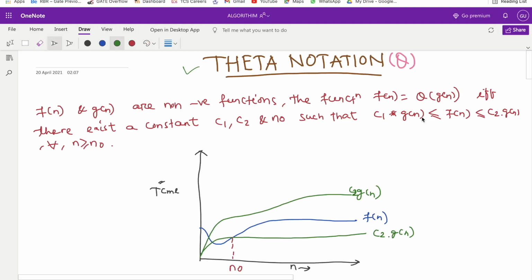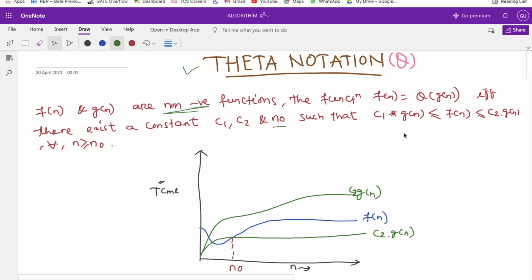Let's come to theta notation. Focus on the definition. f(n) and g(n) are non-negative functions. The function f(n) equals theta of g(n) if there exist constants c1, c2 and n naught such that c1 times g(n) is less than or equal to f(n), which is less than or equal to c2 times g(n), for all n greater than or equal to n naught. If you don't understand, don't worry, you can check the graph.